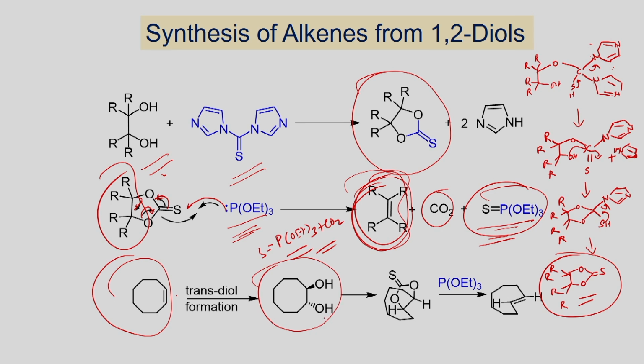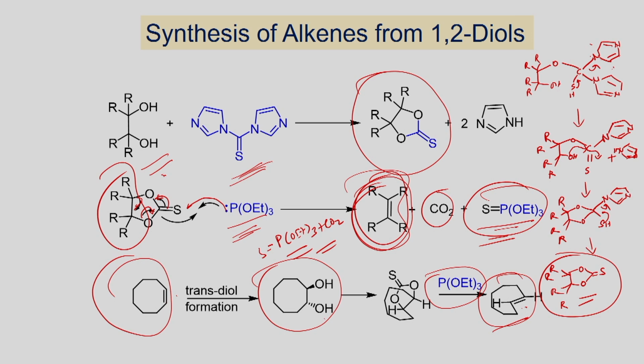If you have the trans diol, you can try to react it with this reagent as shown here, and you can convert it stereospecifically into the trans alkene. You can make the trans alkene as the product using these reaction conditions. And as you can see here, the selectivity is very high under these conditions.